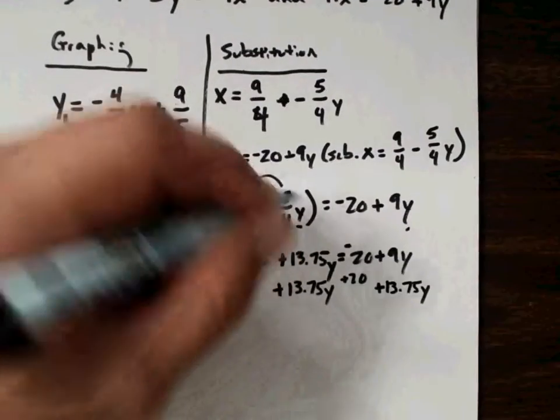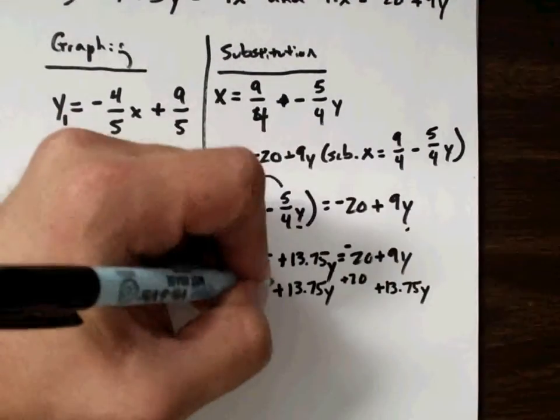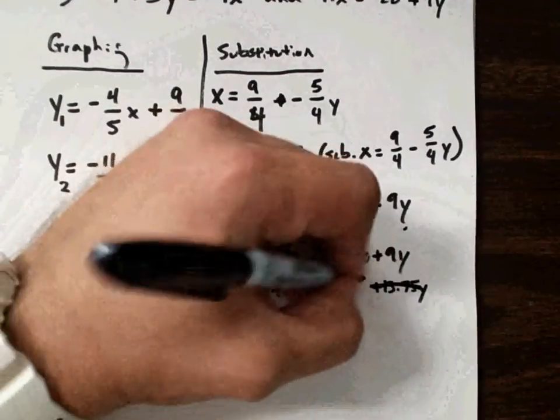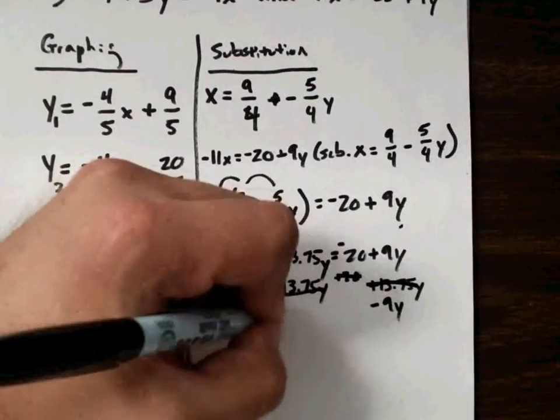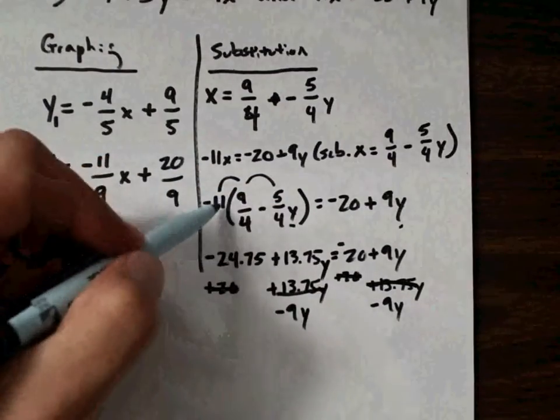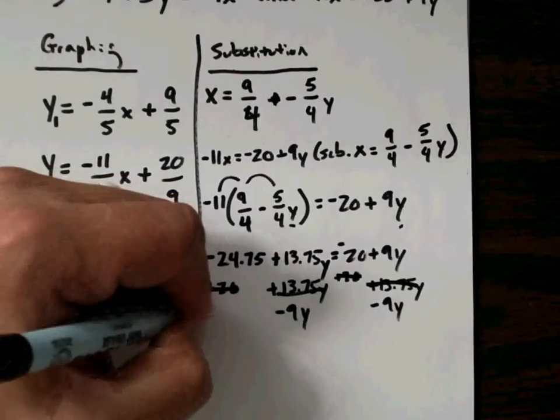And I'm going to move my 20 over by adding. Oh, it's going to make this plus, so I'm going to have to do it the other way, because when I distribute the negative 11 in there, I do that vice versa. We're going to do it the other way. This will be negative 9y to there, because when I distribute my negative, it should make that positive.